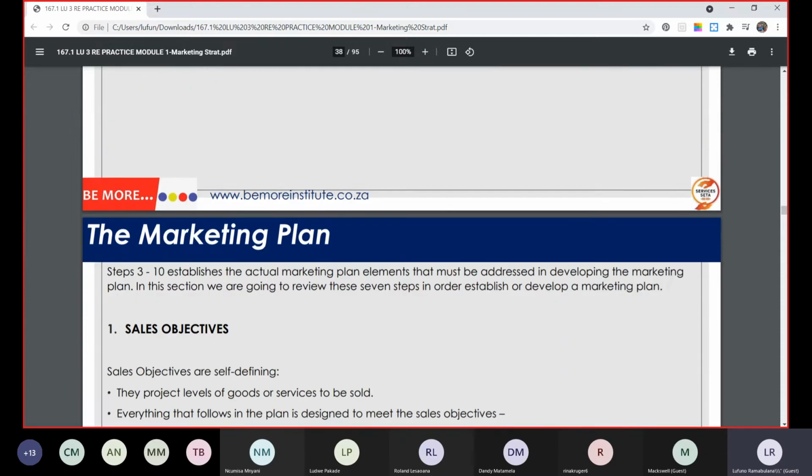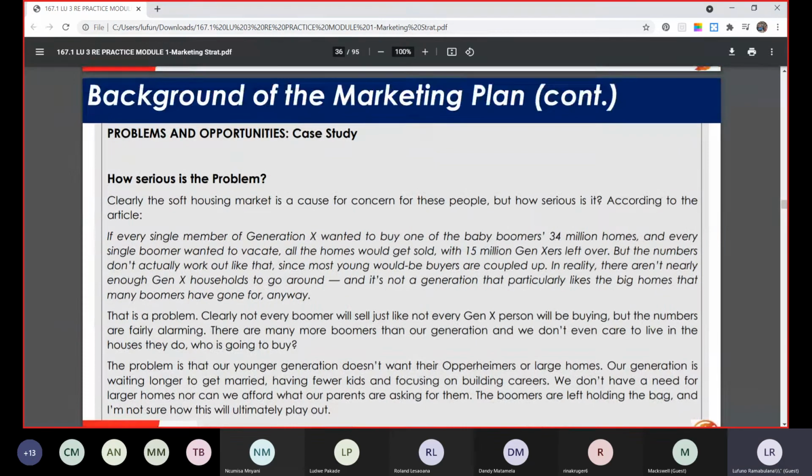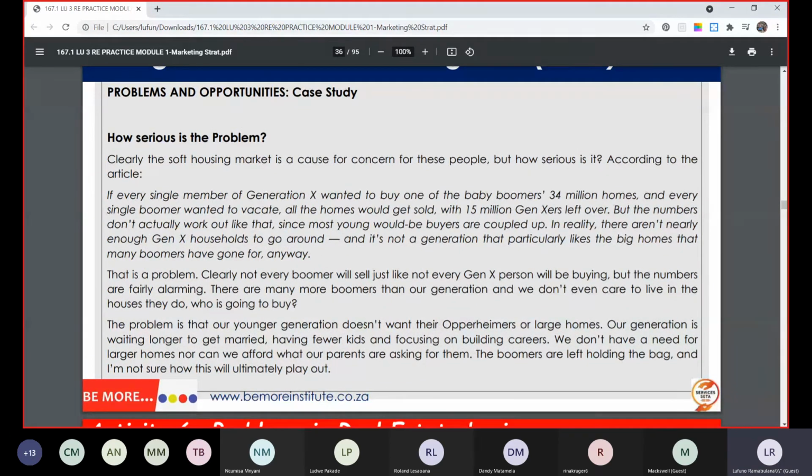There is an activity that you can look at, activity number 6. Please go through it. But in essence, based on this, there is a problem and also an opportunity. I think the idea of the case study is to see that what seems to be a problem could also literally be an opportunity.